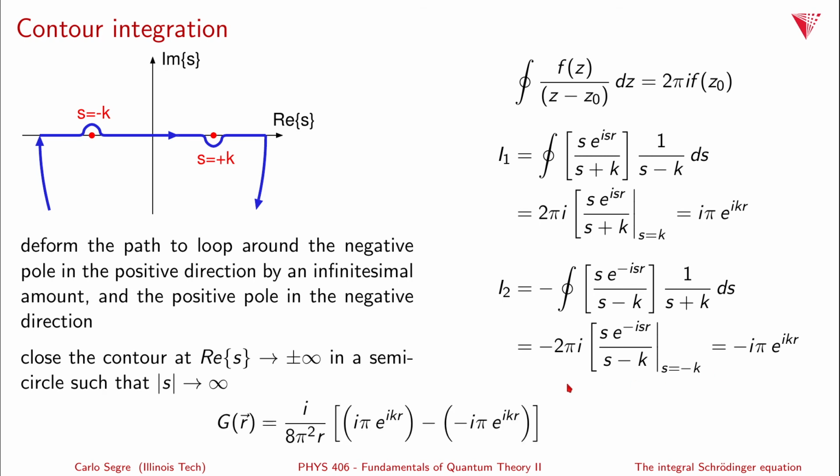Therefore, we can add together these solutions. g of r is equal to I over 8 pi squared r times the quantity I pi e to the ikr minus minus I pi e to the ikr. We put this all together, we get minus e to the ikr over 4 pi r.